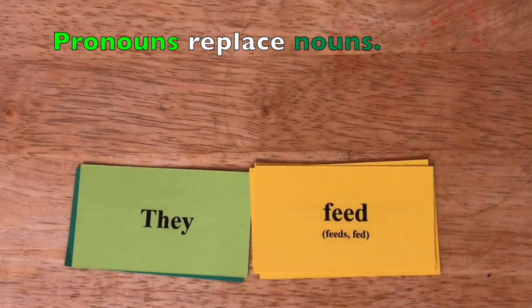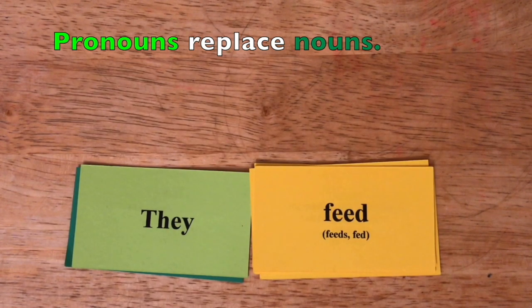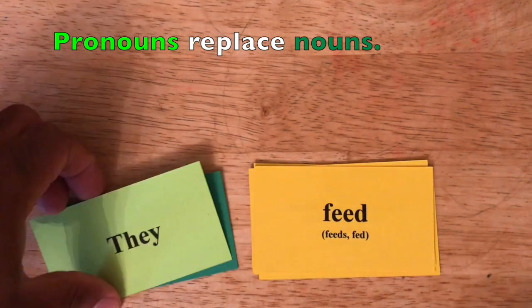So my first sentence can say, Bill and Mary feed the dog or fed the dog yesterday. In my next sentence, I'll say, they usually feed it every morning. So instead of saying Bill and Mary over and over again, what have I done? I have replaced the words Bill and Mary with the word they. That's what pronouns do. They replace nouns. They substitute for nouns.